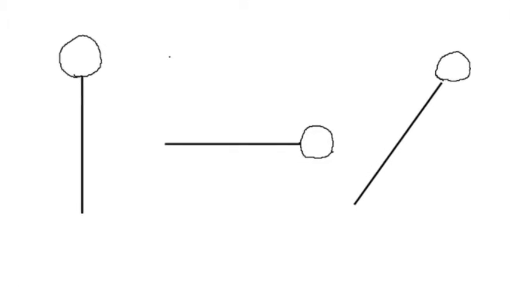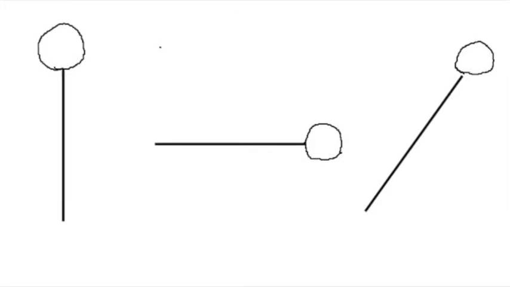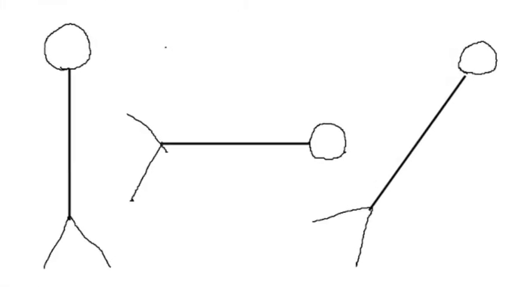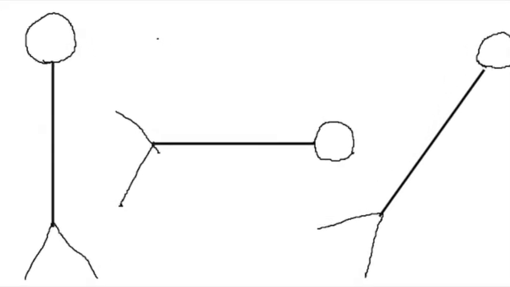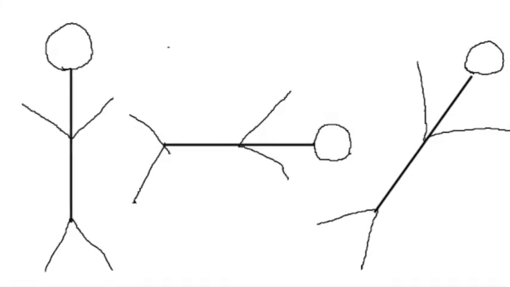Add a circle for a head to each of the lines. Next, draw two lines or legs coming from the opposite end of your line from the circles. Finally, draw in lines for arms to complete our stick figures.